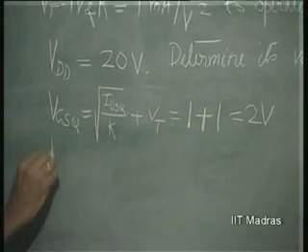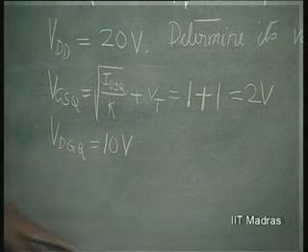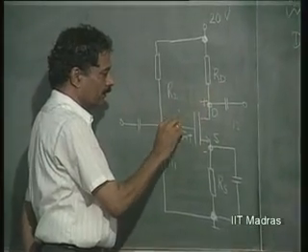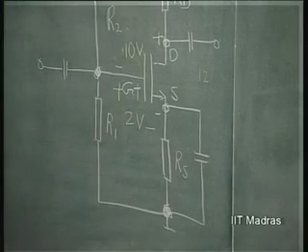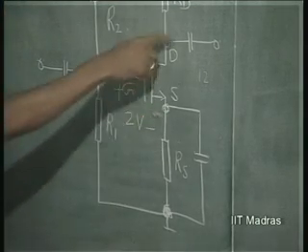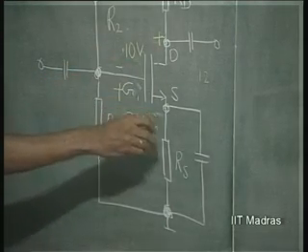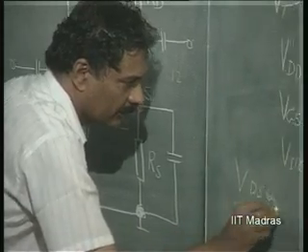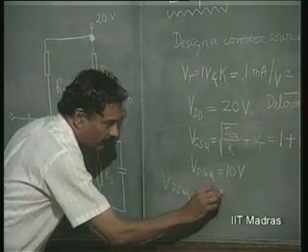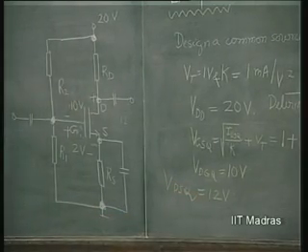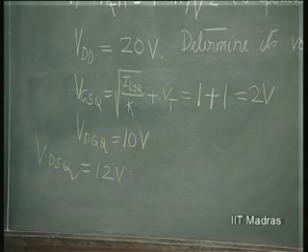And we are required to have VDGQ equal to 10 volts. So, let us indicate it here. This should be 10 volts, this should be 2 volts. So, essentially VDSQ is VDGQ plus VGSQ, which is 12 volts. So, actually we have exhausted 12 volts already in this from here to here.